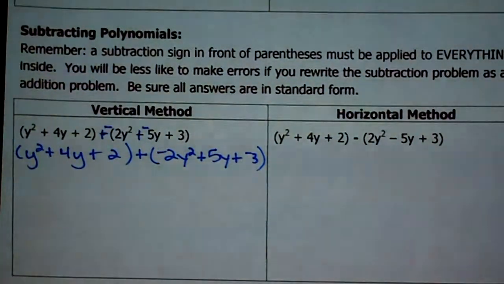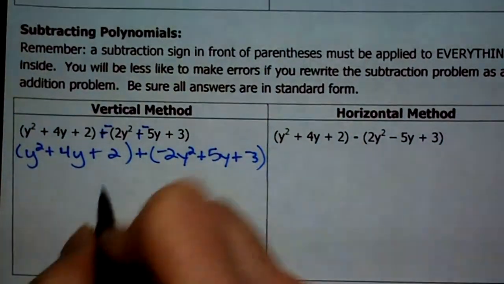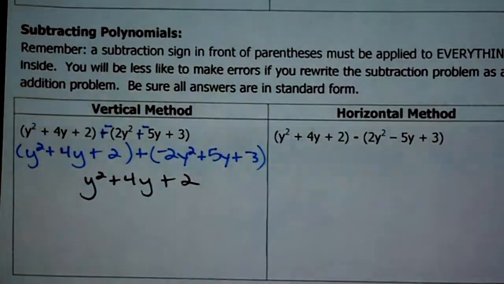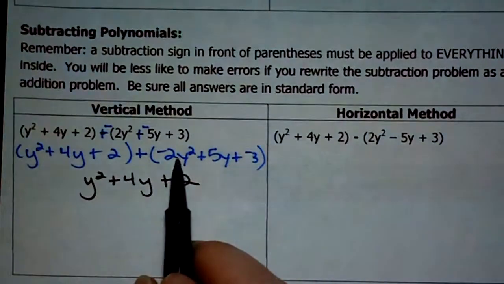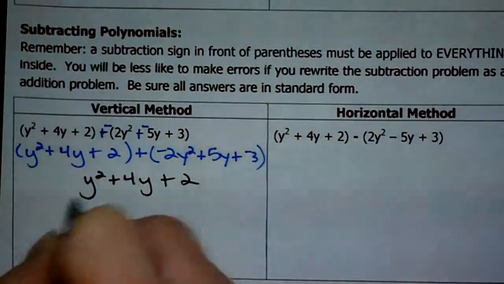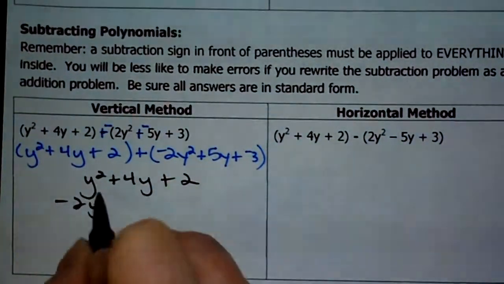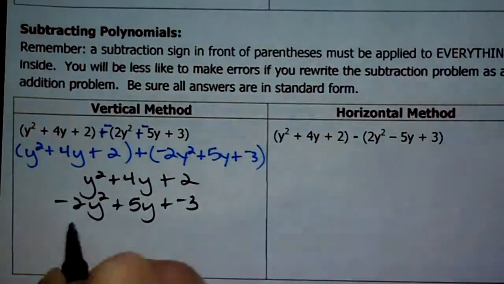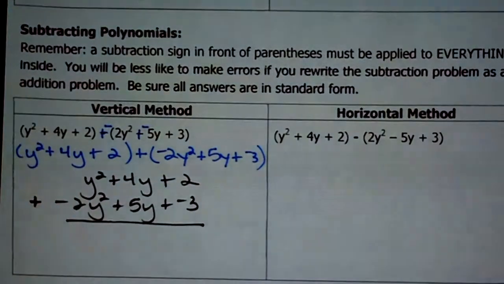Now we're going to go ahead and set it up vertically, just to humor you, you know, because I'm guessing you just like my way too. That's okay. All right. Here we go. And then we look at our next one. I have negative 2y squared. I'm going to put that with the y squareds. And I have a 5y. That's going to go under the y. And I have a negative 3. And remember, we're adding those together because we changed it to addition.